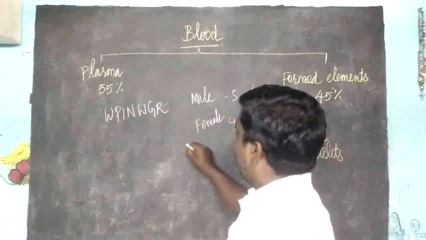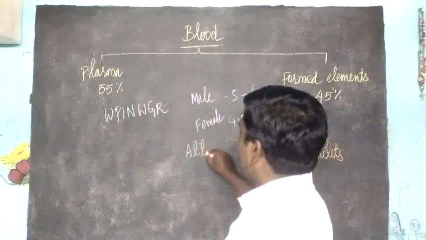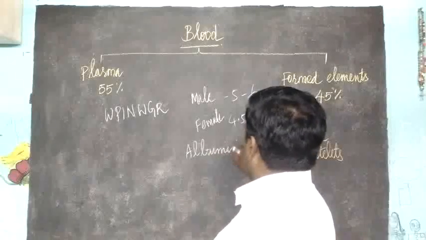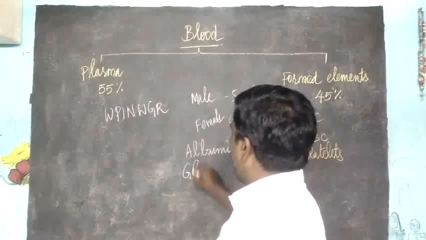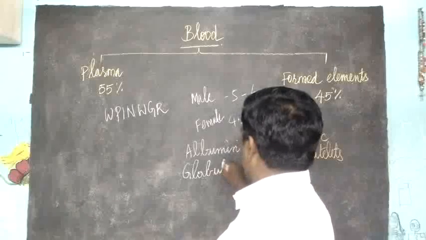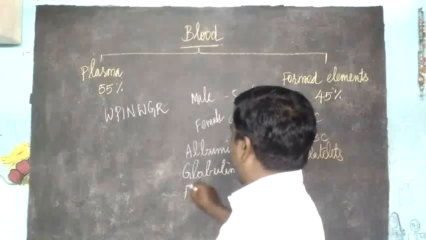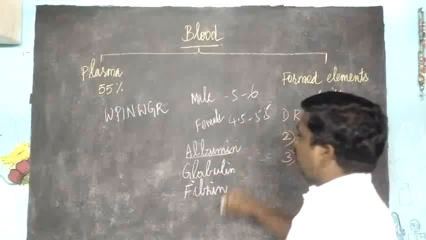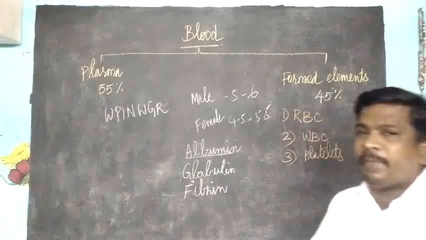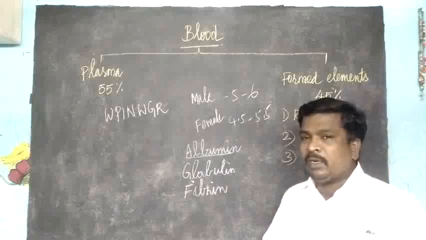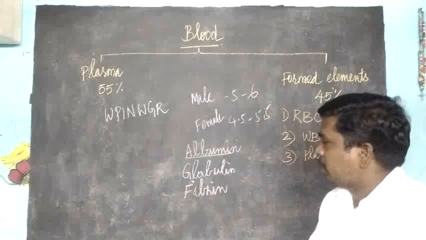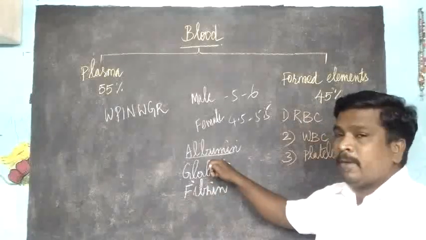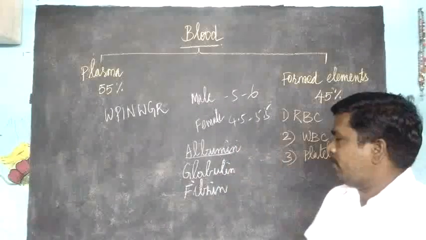There are three types. One is albumin, second one is globulin, and third one is fibrin. First, albumin. Albumin maintains osmotic pressure. With the osmotic pressure given by the albumin, blood circulates throughout the body.